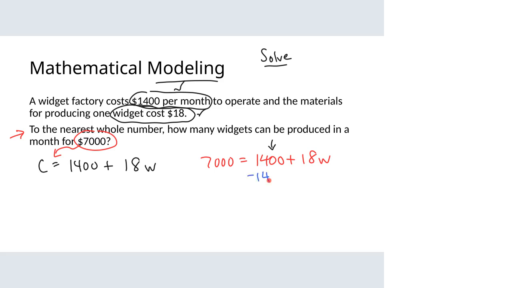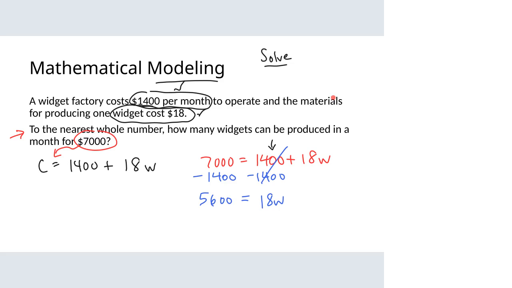So here we're going to subtract 1,400 on the right. If we do that, that's going to get this to cancel. That was our goal here, to get that to cancel and leave just the 18W. If we subtract 1,400 on the right, we have to do the same thing on the left and have 7,000 minus 1,400. And that's 5,600. You probably know exactly what's coming next.